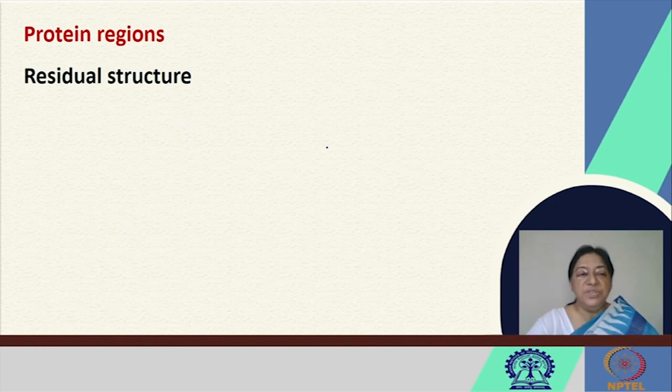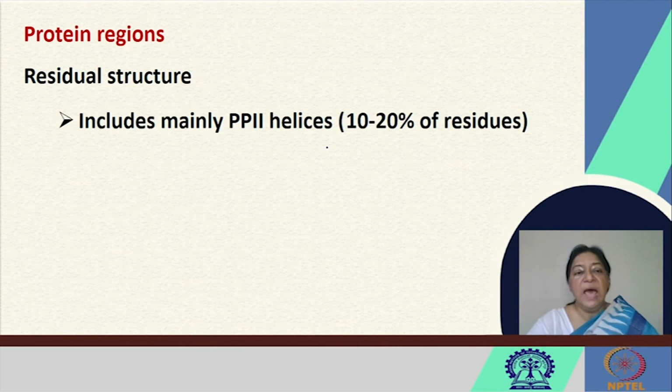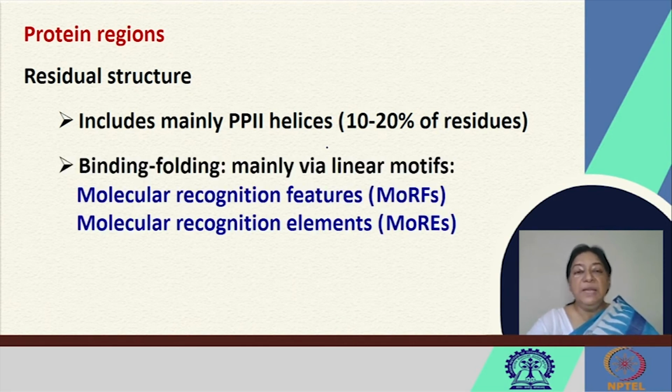So when we look at the protein regions, there is often residual structure, and this includes mainly the PP2 type of helices that we looked at in protein-protein interactions, with 10 to 20% of residues involved in this fashion. And the binding and folding occurs mainly via linear motifs. These are molecular recognition features or molecular recognition elements, because we realize that if a protein-protein interaction or a protein-polypeptide interaction is to occur, it is essential that there is molecular recognition. This can occur through specific features on the protein or specific elements of the protein.